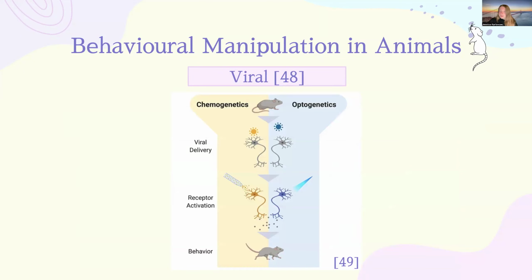And finally, we can manipulate behavior using viral techniques such as chemogenetics and optogenetics. These methods start by delivering a harmless virus into a specific part of an animal's brain. The virus makes certain neurons produce special receptors that can be controlled by the researcher. In chemogenetics, the researcher administers a chemical to the animal that activates the engineered receptors. And in optogenetics, the researcher shines a specific color of light into the brain to activate the receptors instead. By turning these neurons on or off at chosen moments, scientists can cause very precise changes in behavior.